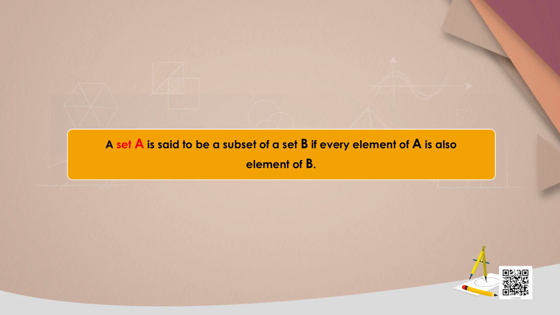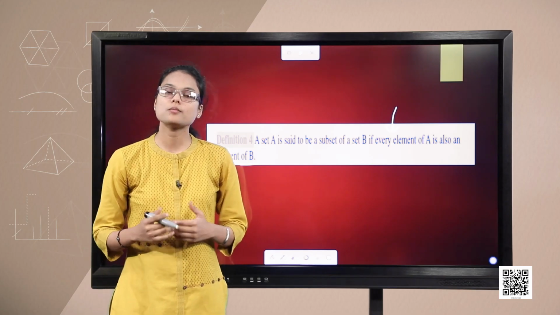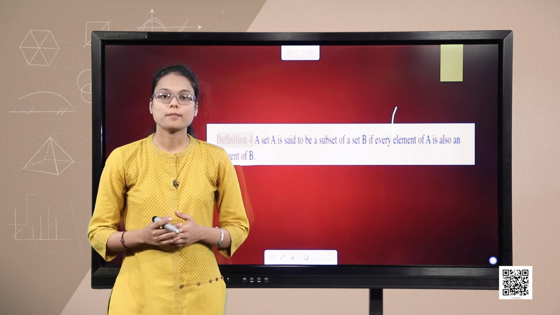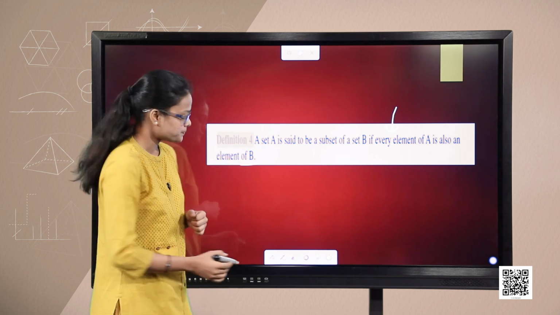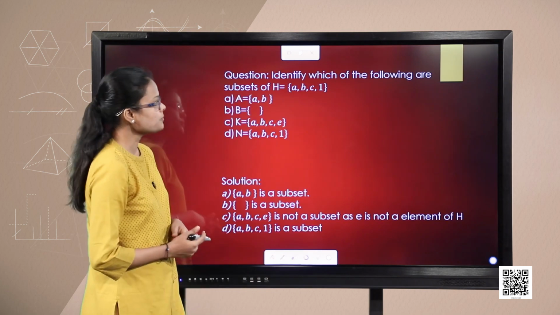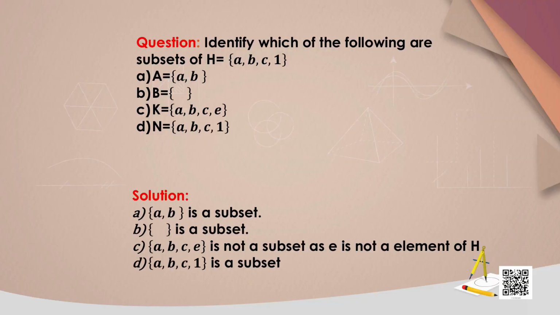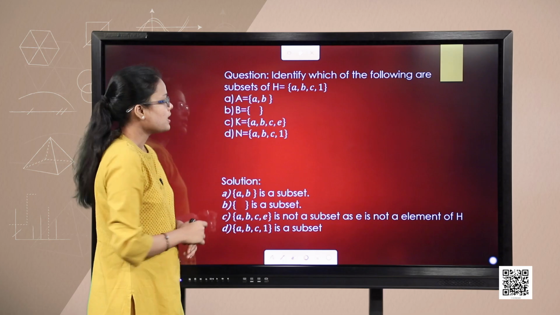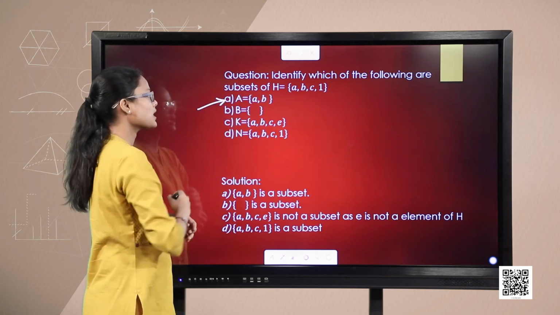A set A is said to be a subset of B if every element of A is also an element of B. Remember? So let us observe some important points with this example. In this question, we have to identify which of the following, A, B, K and N, is a subset of the set H. Let us start with the first part, which is A.